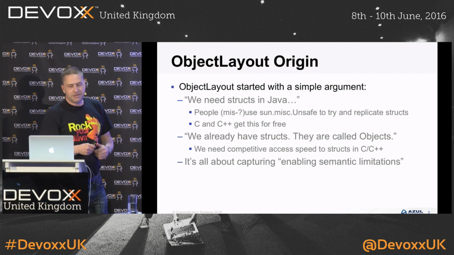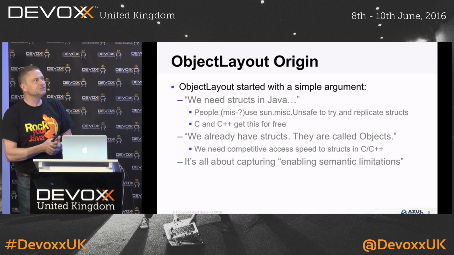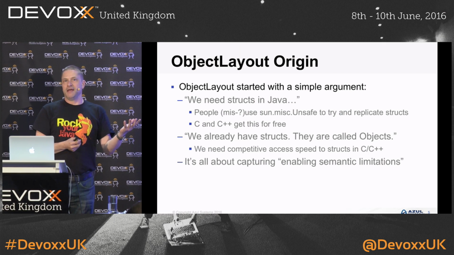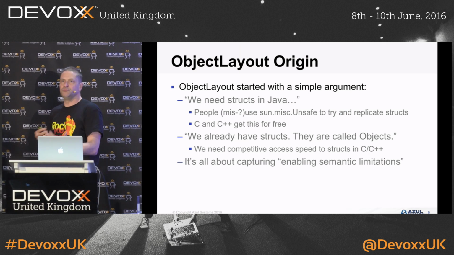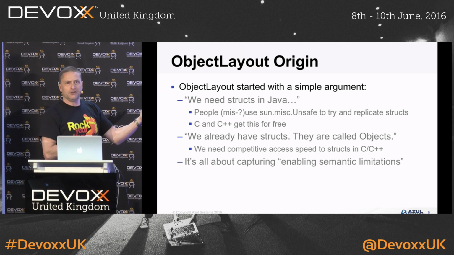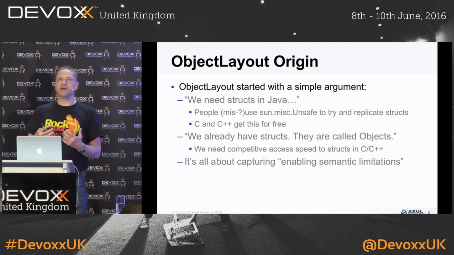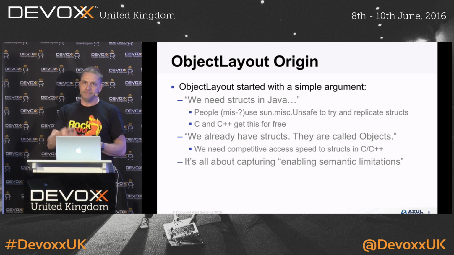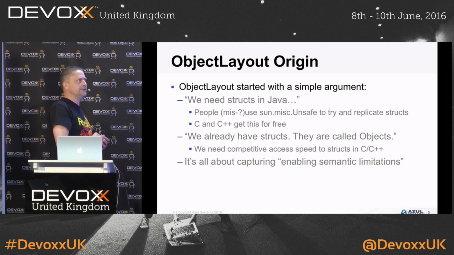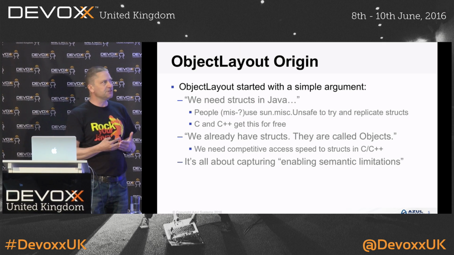So where did the idea of object layout come about? Well, my boss, Gil Tene, was having a discussion with Martin Thompson, and they were talking about how to improve speed in Java. And they said, we need structs in Java, because people often try to replicate the way structs work in native languages in Java. And they do this in various ways, which are not really the best idea in terms of code safety.